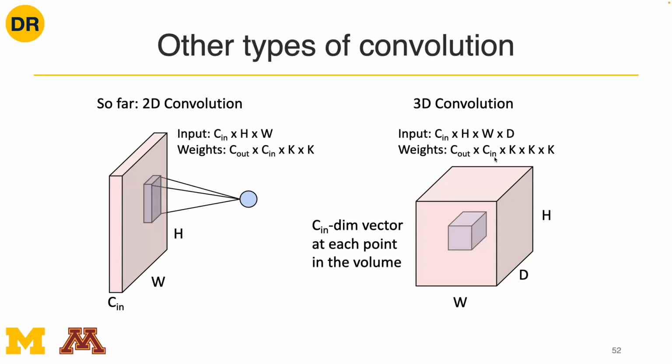So now it's still a sliding window of inner products, but now your inner products are over these 4 dimensions instead of just the 3 like we were looking at in 2D convolutions. So these are even more expensive than 2D convolutions. But you do see them in practice with voxel-based data.